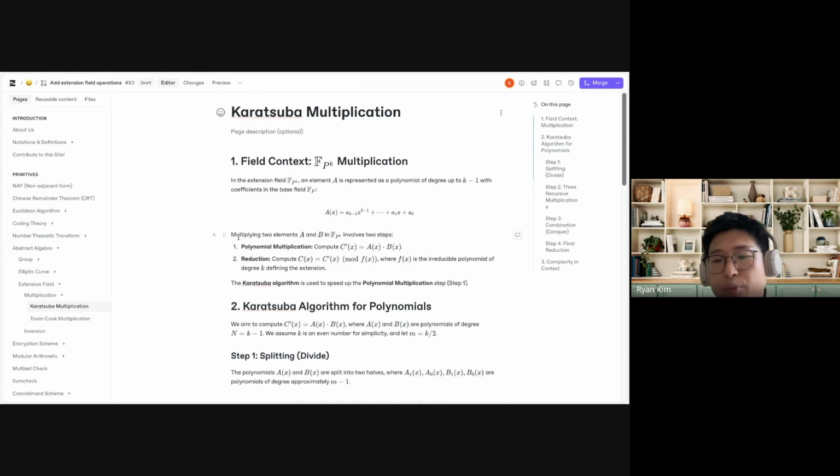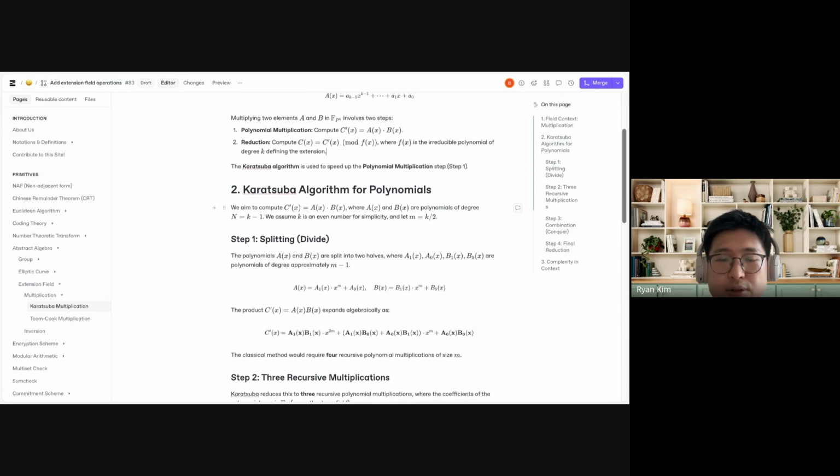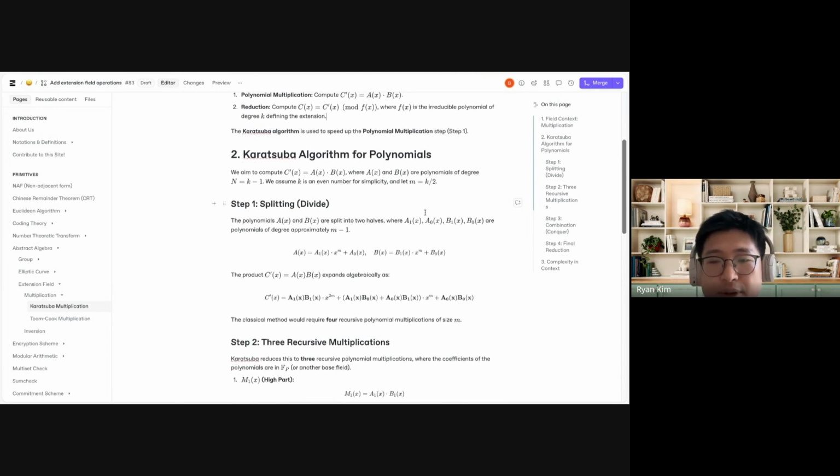If you just do the normal approach, it will require n squared complexity. This n is the number of coefficients over the base field. The Karatsuba algorithm is a typical way to solve this problem with divide and conquer in a two-way split. I mean, you split the problem into two, reduce the size of the problem to half, and then combine. This is the big view of the Karatsuba algorithm.